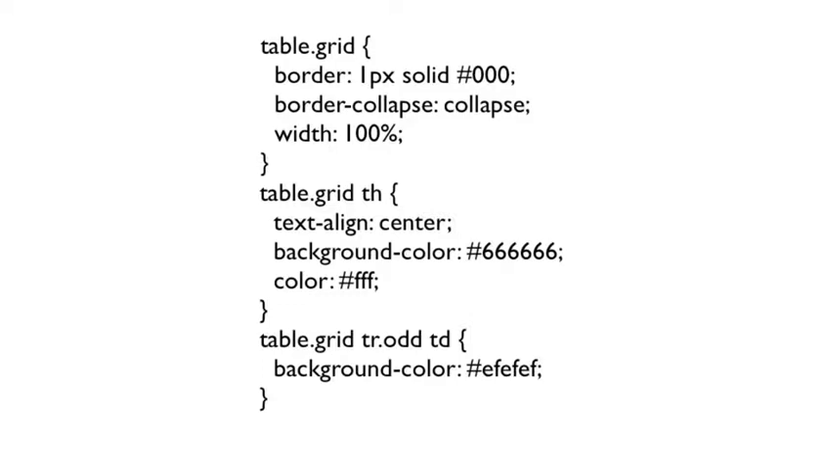And you see I have table.grid th, and here I'm setting the th style of all the ths that belong to the table.grid. I'm aligning them to the center. I'm setting the background color to a darker color and the foreground color to a white.